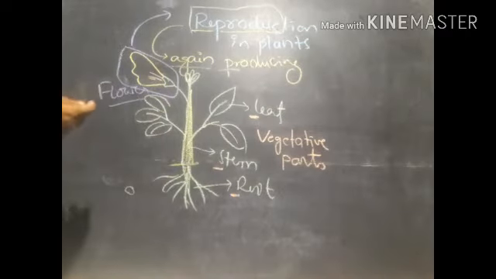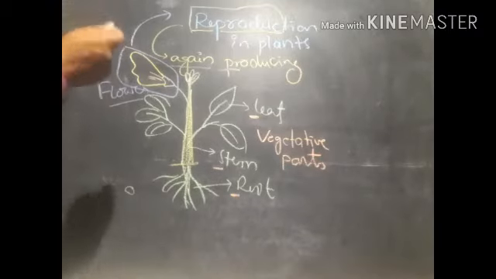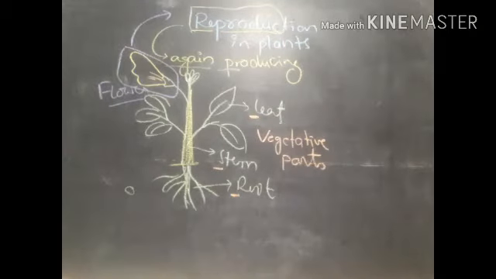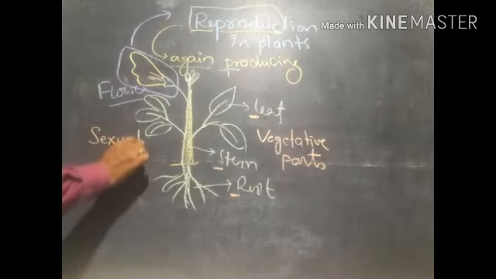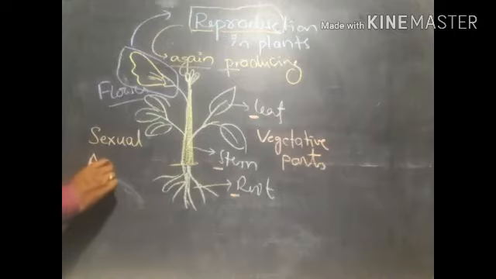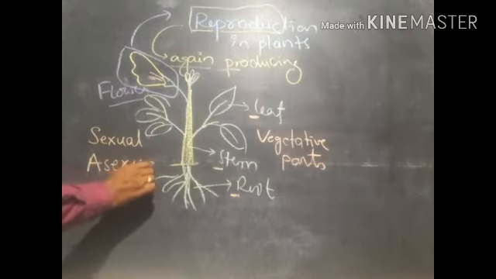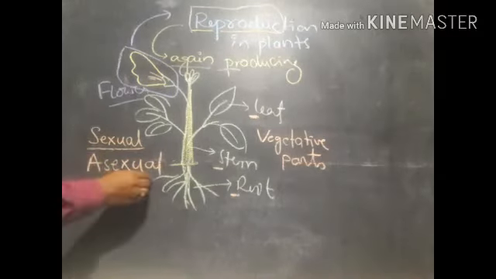Depending upon the mode of reproduction, meaning the type of producing, reproduction is divided into two types. What are they? The two types of reproduction are, number one, sexual reproduction, and number two, asexual reproduction.